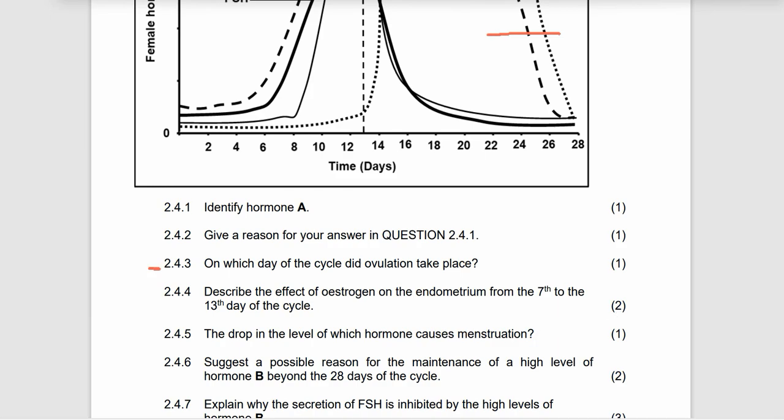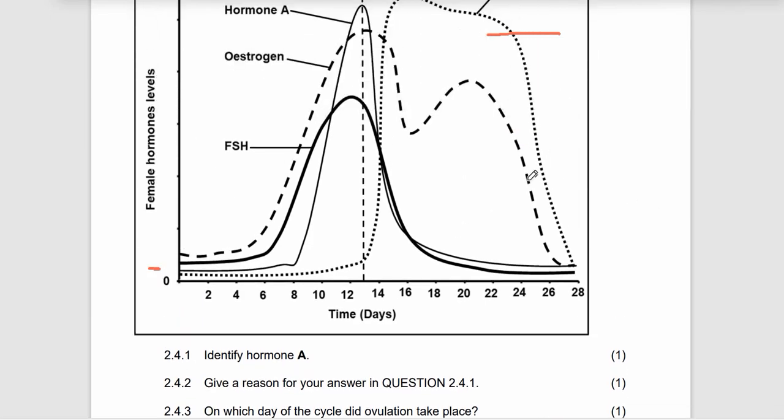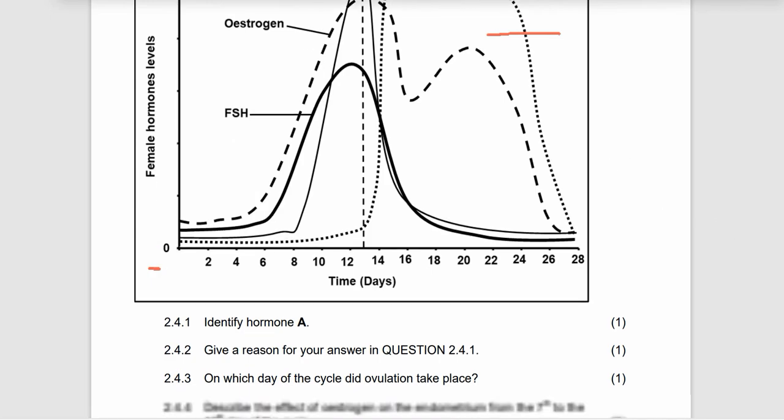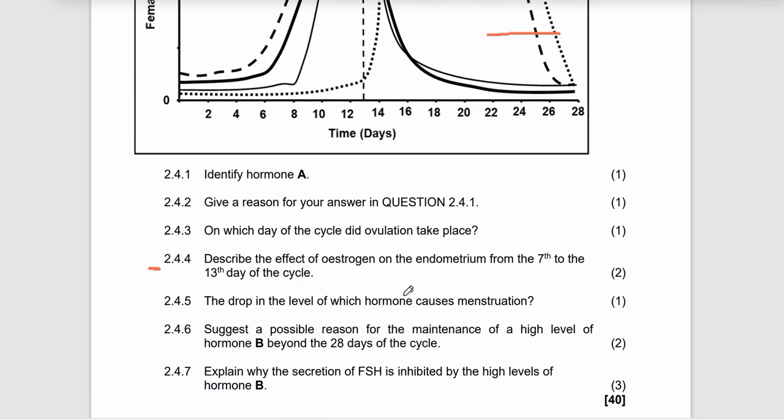So when progesterone goes down, meaning that the endometrium wall is going to be weaker, it's going to peel off and fall, and that's going to cause menstruation. That's how the drop in progesterone causes menstruation. Yes, that's how it goes.